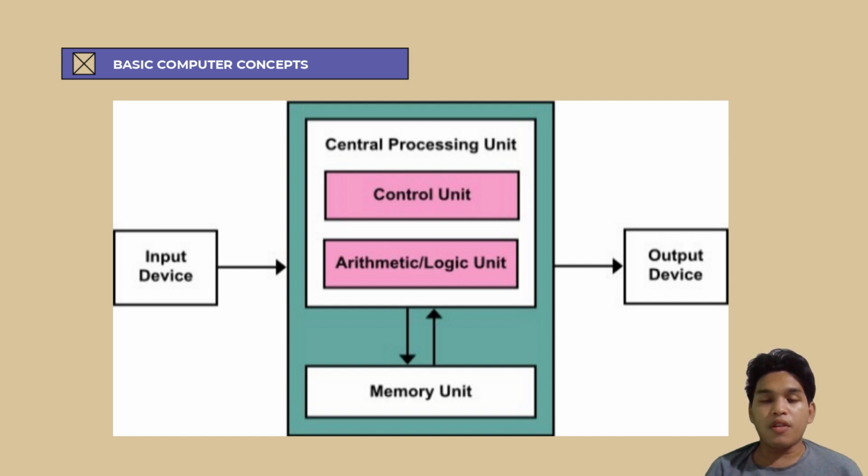Now below the CPU, you'll see the memory unit. Think of this as the short-term memory. It temporarily stores the data and instructions the CPU needs right now. So when you're working on something like a Word document, it stays here while you're typing.